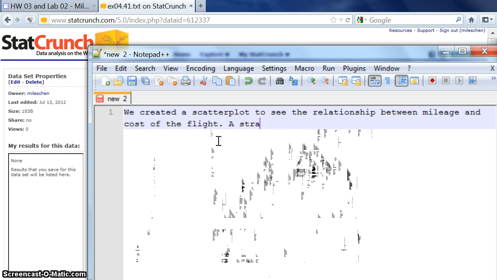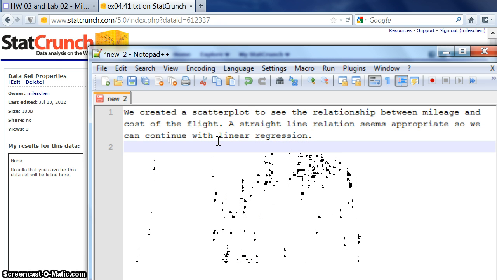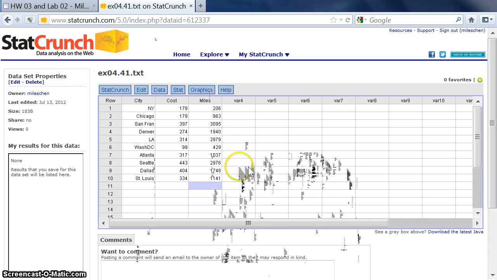A straight line relationship seems appropriate, so we can continue with linear regression. Again, if you see a striking curve or something like that, linear regression is not appropriate because it's only good for straight line relationships.